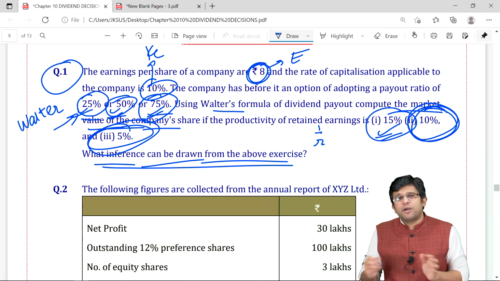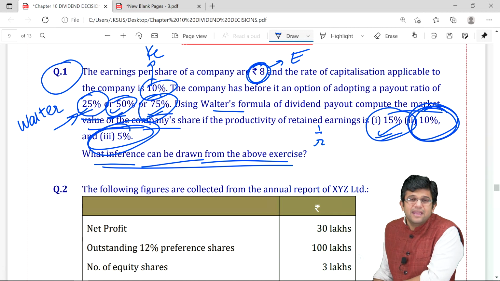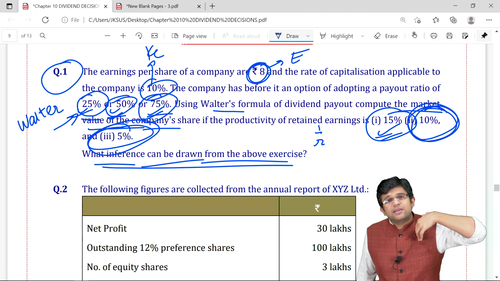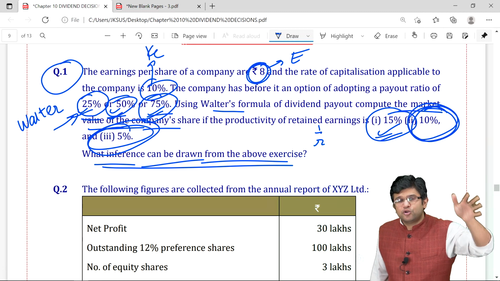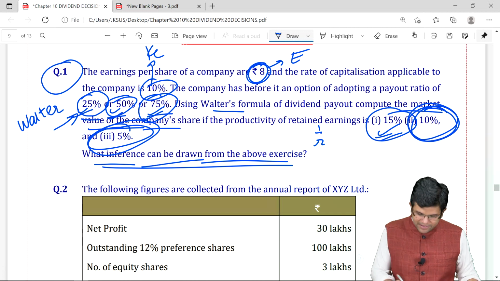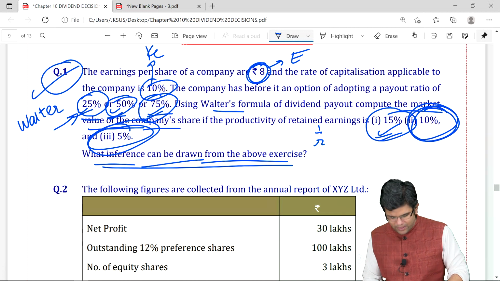Everybody clear? But on the other hand, if R is less than K, the company is able to generate a return less than what the shareholders can generate, then children, the ideal dividend payout ratio should be 100%, at which the share price will be maximum. Everybody clear? So this was as far as question number 1 is concerned.